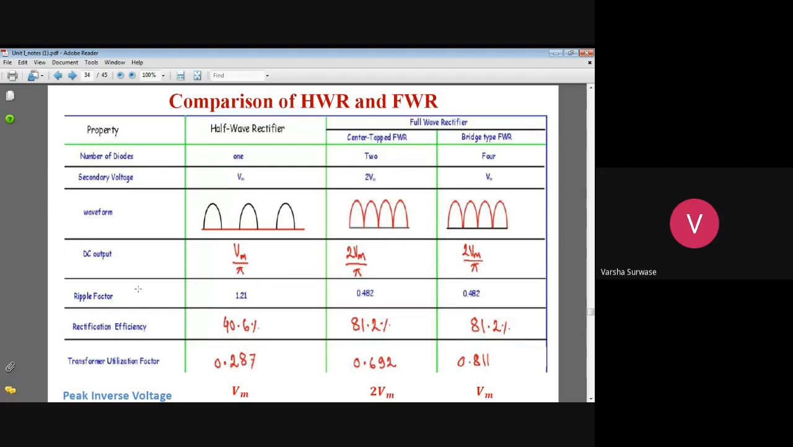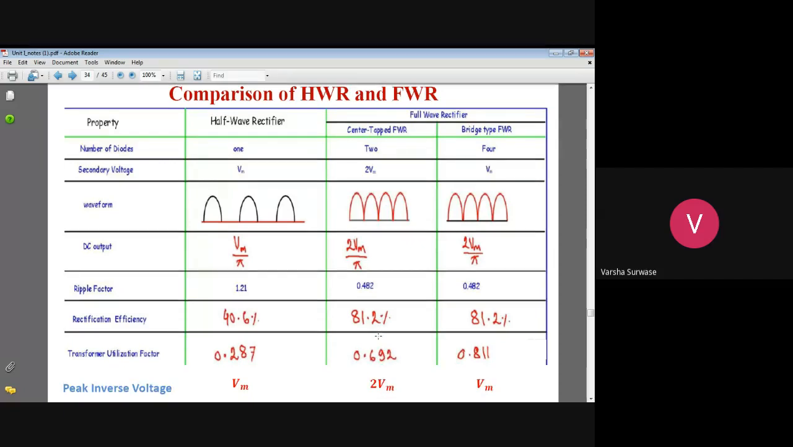Now if we calculate the efficiency, for the half wave rectifier the rectification efficiency is 40.6%. For the full wave rectifier, it is 81.2%, both for the center tap as well as for the bridge rectifier. And you can observe that if we calculate the transformer utilization factor, you will get the maximum utilization factor for the bridge rectifier.